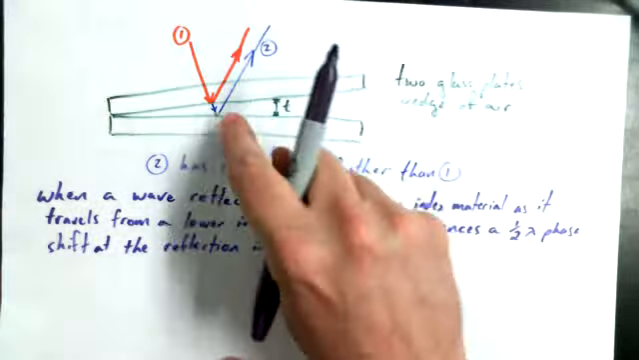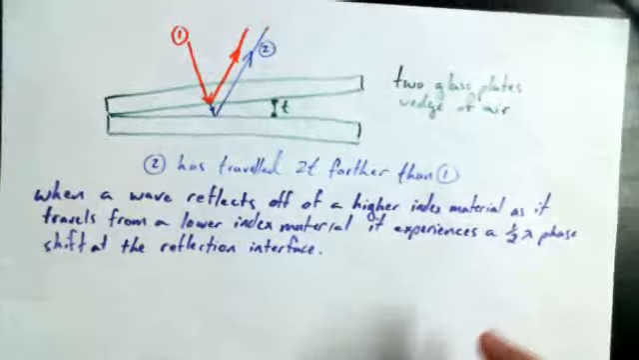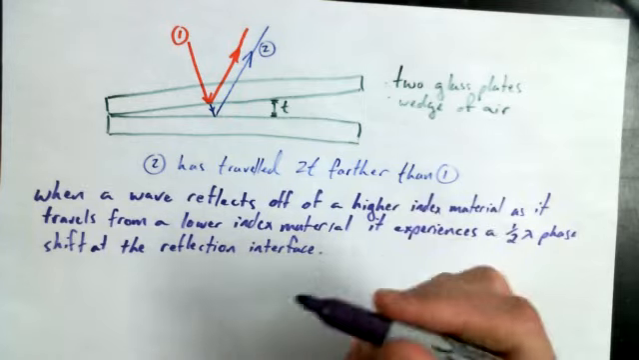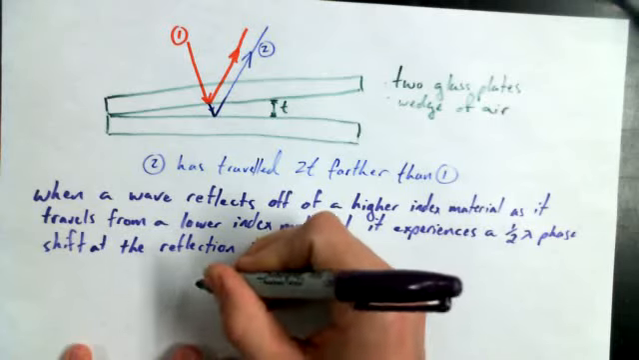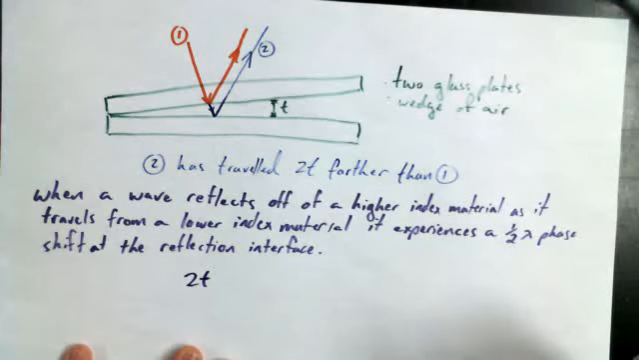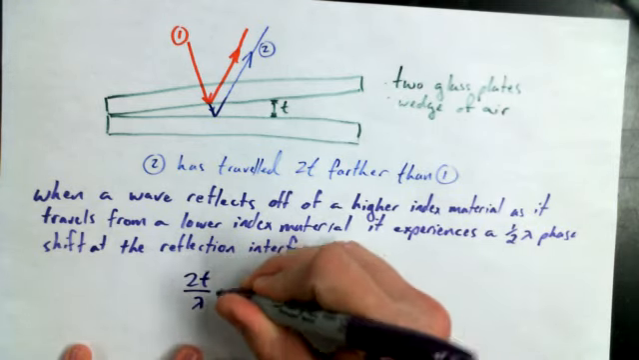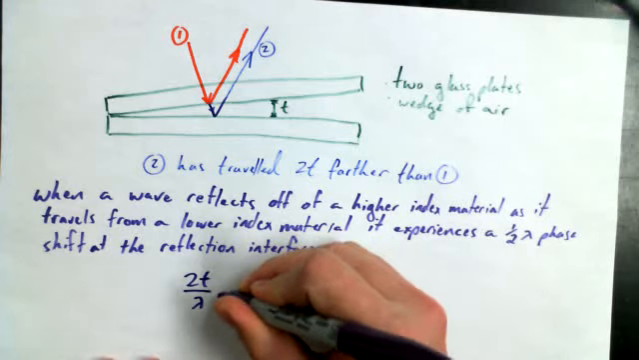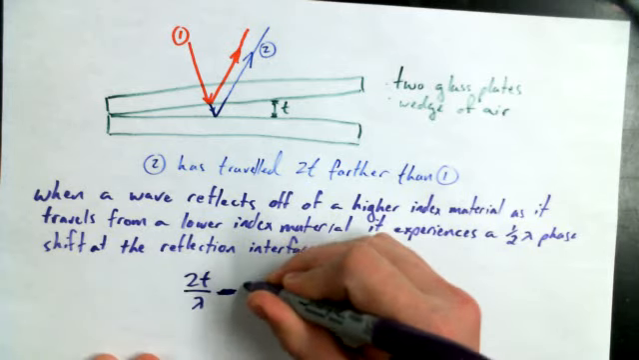We also said that the blue ray here, ray 2, is traveling an extra 2t farther than the orange wave here, okay? So the extra distance it would have to travel as we go through here and back again is 2t. And I want to bring up this equation here, and we can come back to it. Oh, sorry, minus 1/2.